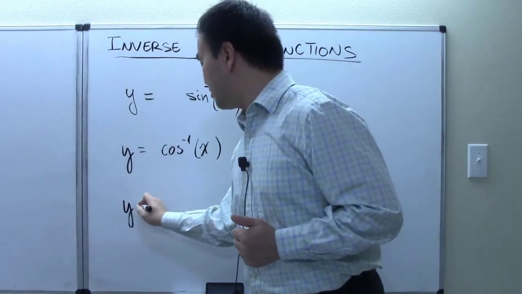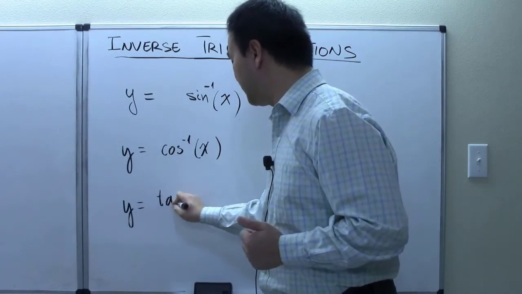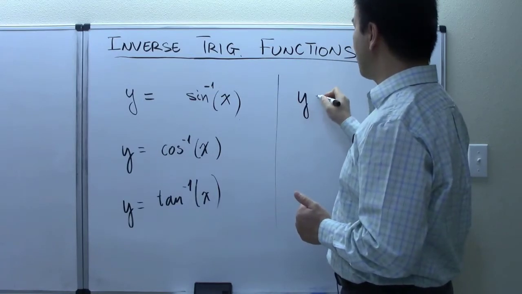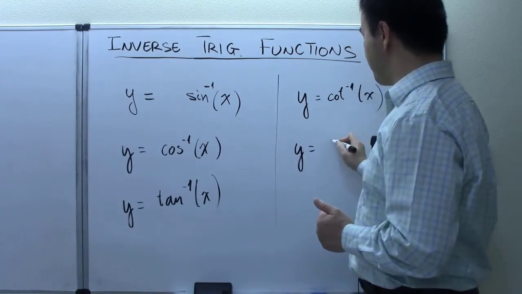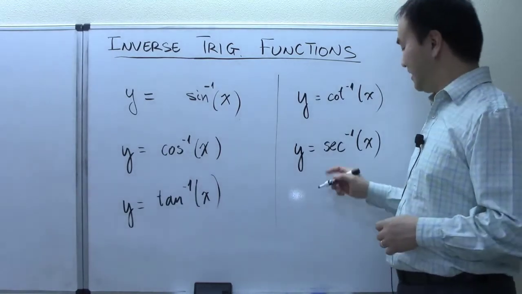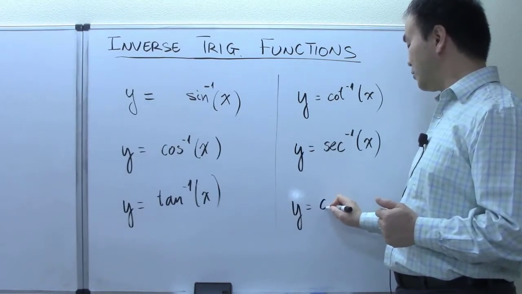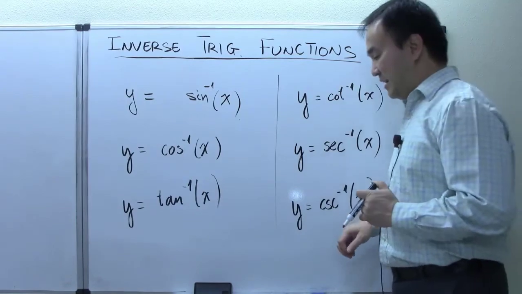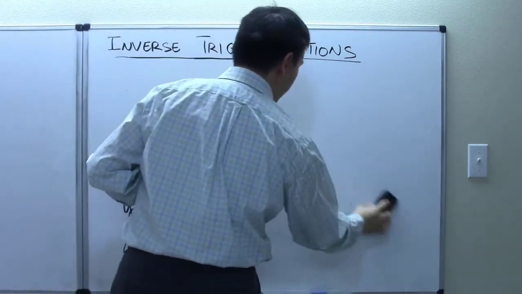And yes, we will be looking at tangent inverse of x, and there will also be cotangent inverse of x. And so there were 6 basic trig functions. So now we're also going to have 6 basic inverse trig functions. And then the last one on my list here to remind yourself is cosecant inverse of x. And the one I just wrote here is secant inverse of x, like that. Okay, and so now I am going to quickly erase the board, and let's really get to it.